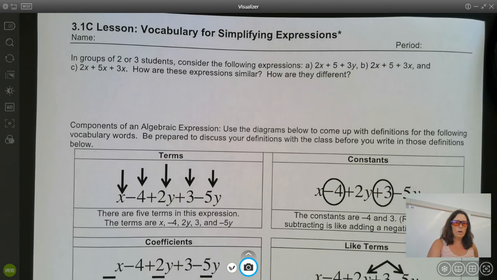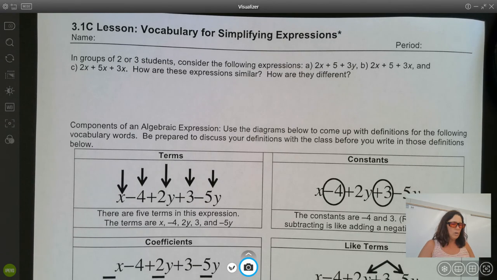All right, 3.1c lesson. We're going to be talking about lots of vocabulary here because we're getting ready to do some simplifying expressions. Okay, so in the very top there it says consider the following expressions: 2x plus 5 plus 3y, 2x plus 5 plus 3x, and 2x plus 5x plus 3x. How are these similar? How are they different?